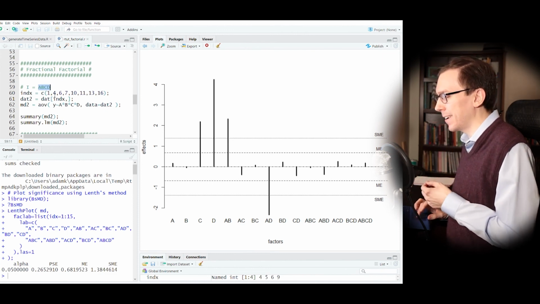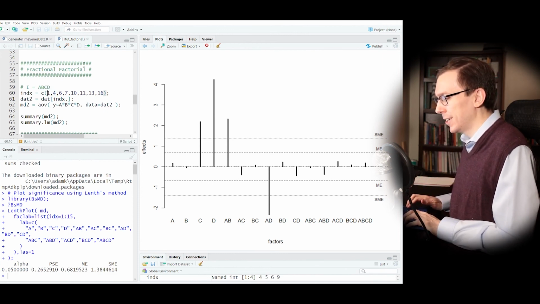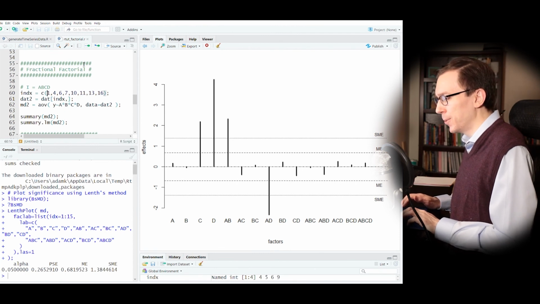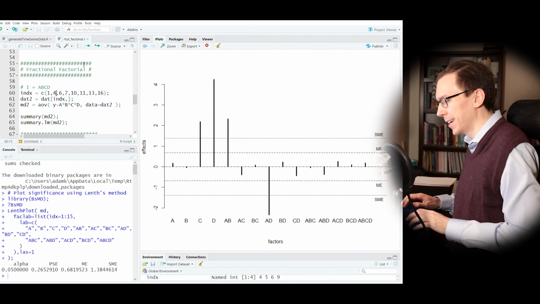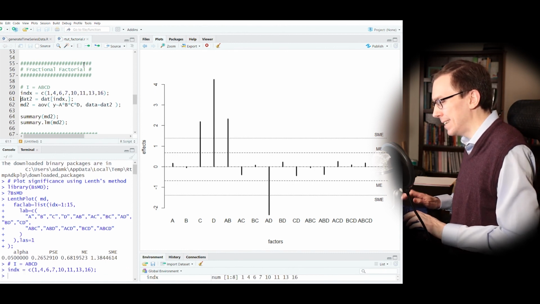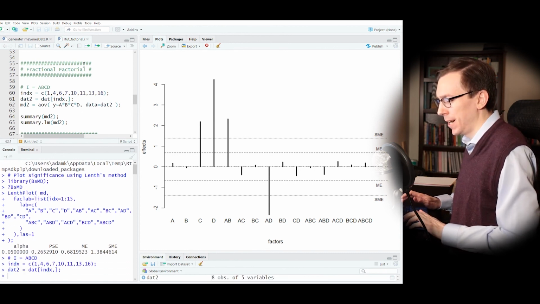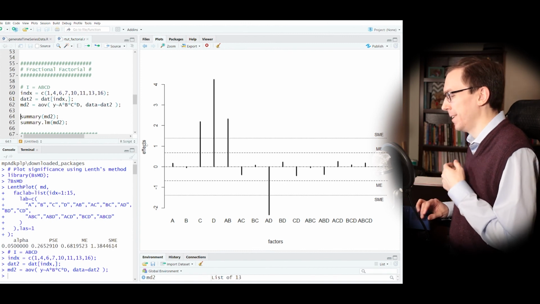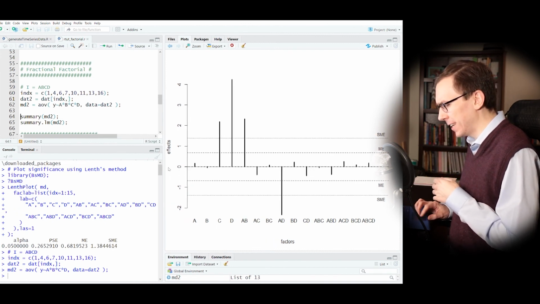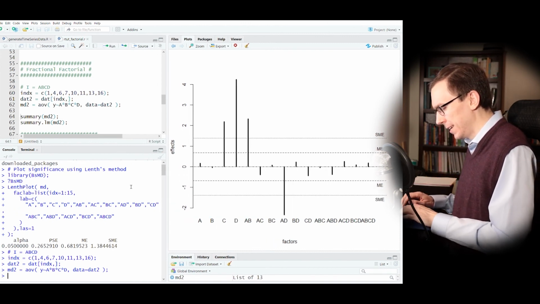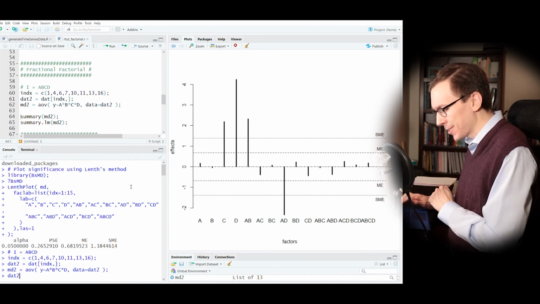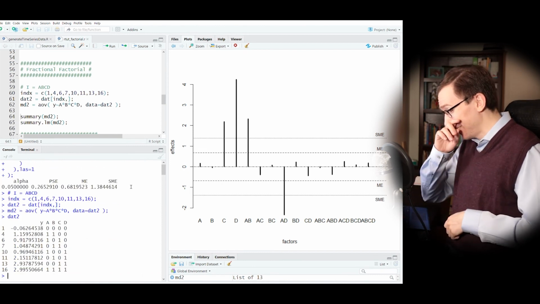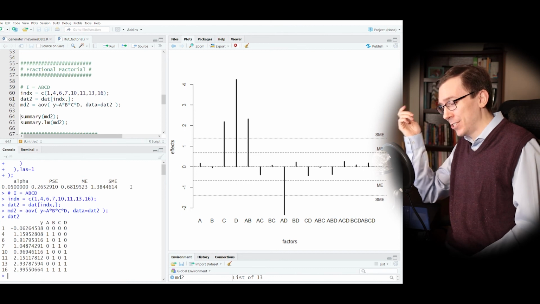So I did that here manually by going to my data table and only taking rows 1, 4, 6, 7, etc. So I only take half of my data table now, and I can fit model 2 based on only half of the data table. But first, let's just look at that data table to see what DAT2 looks like. Okay, so now things have changed a little bit.